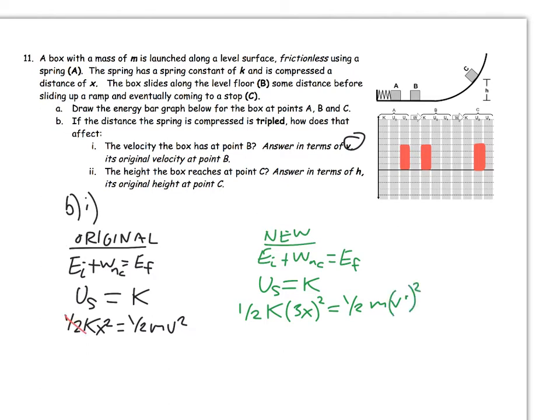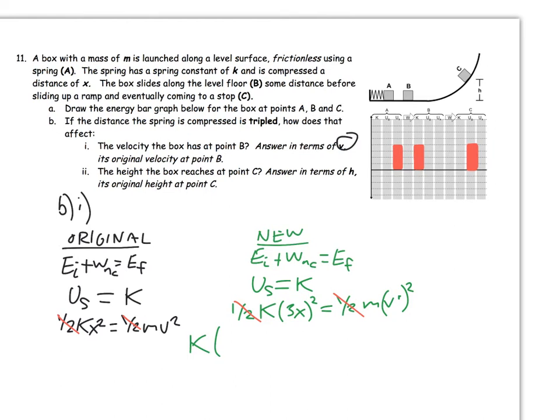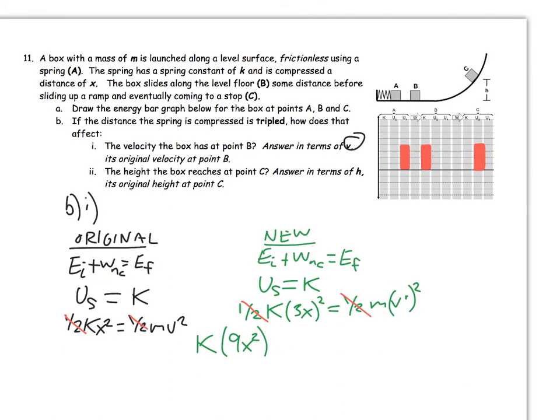What I can do is get rid of the 1/2s in both equations. And I'm going to do my trick where I divide the two equations. So I'll take my new one, which is k times 3x squared, or 9x squared, equal to m times v prime squared, divided by k times x squared, which is equal to m times v squared. So we'll divide those two equations.